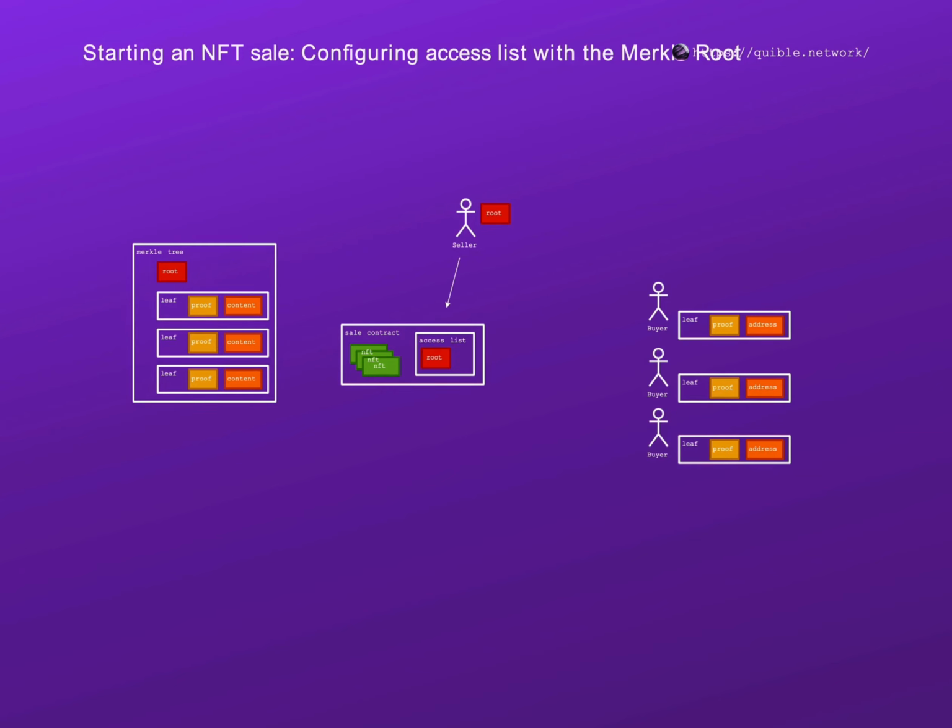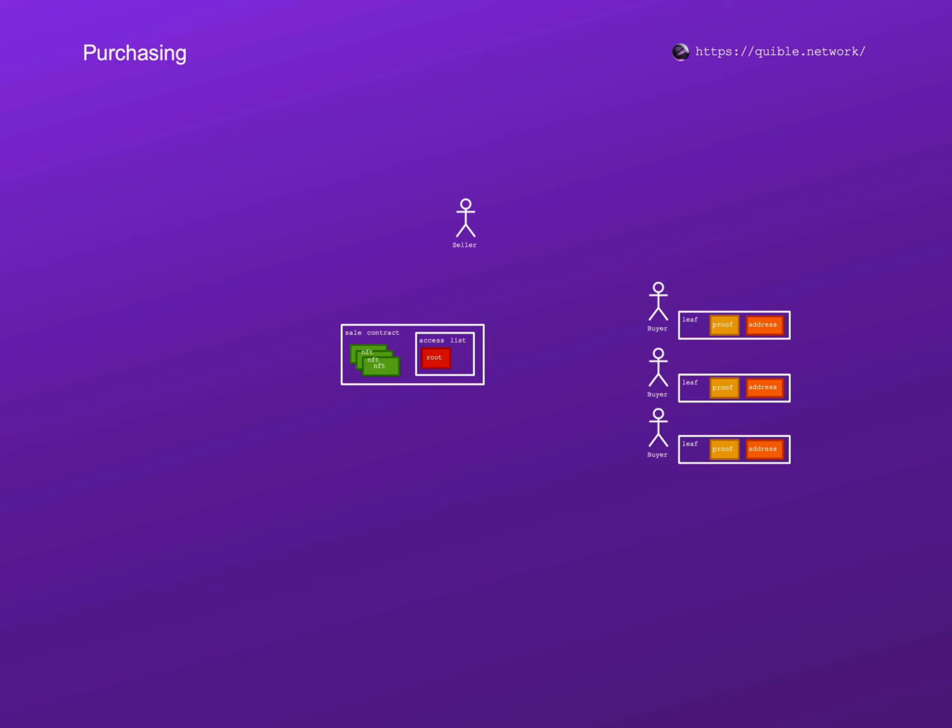Now that the sale is live, buyers are ready to purchase from the sale contract. This is done by calling the sale contract and passing the Merkle proof to the contract. During the call, the contract can now verify the buyer's proof against the configured Merkle root. Upon completing the verification, the contract mints the NFT for the buyer, and this process repeats for each buyer participating in the sale.